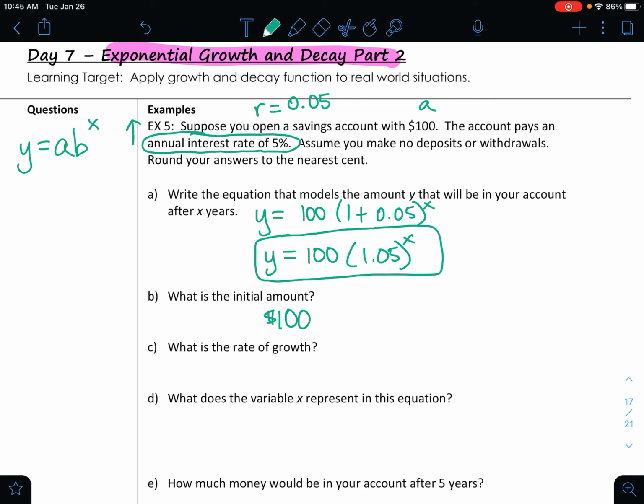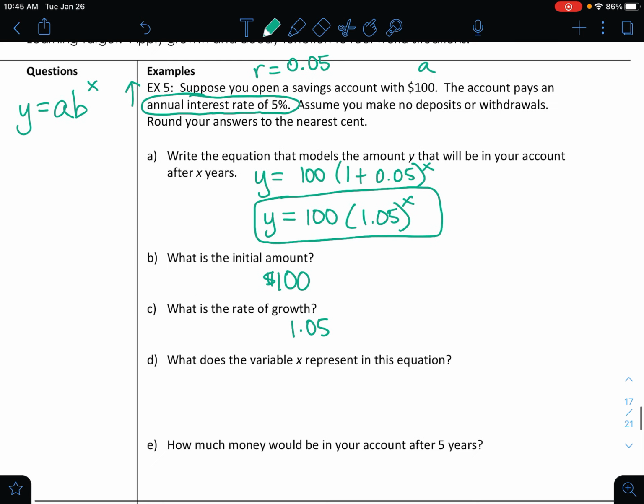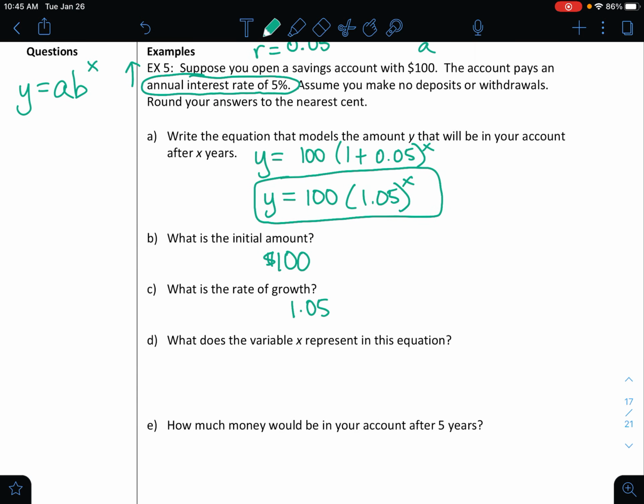Okay, initial amount we determined was the 100. The rate of growth I eventually calculated to be 1.05. What does the variable x represent? Letter A here kind of talks about it. It's going to be how many years, number of years.